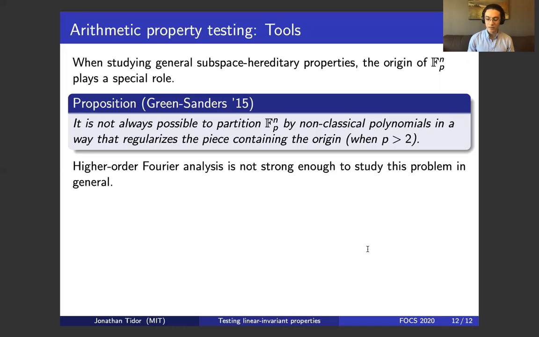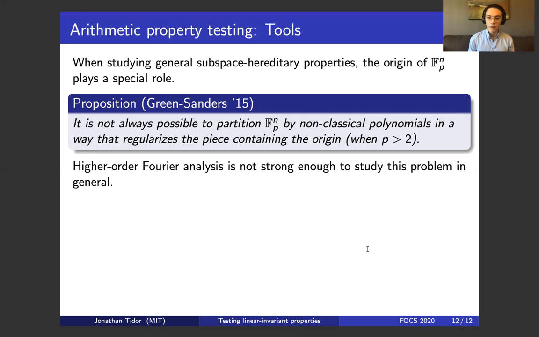And this is actually a serious problem from the perspective of higher order Fourier analysis due to this example constructed by Ben Green and Tom Sanders. So they constructed an example of a function f from F_p^n to {0, 1}, such that it's impossible to use the techniques of higher order Fourier analysis to regularize this function near the origin. And I won't say precisely what that means, but the consequence of this example is essentially that you can't use higher order Fourier analysis to study functions near the origin.